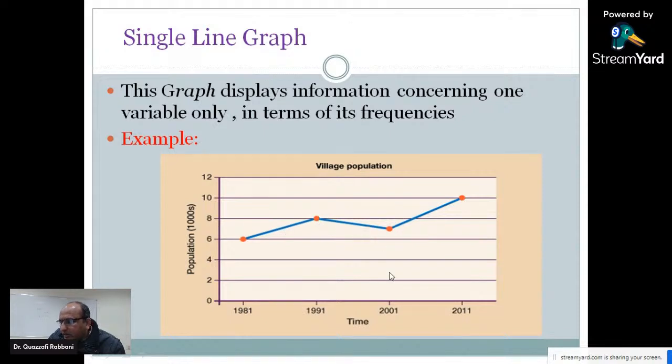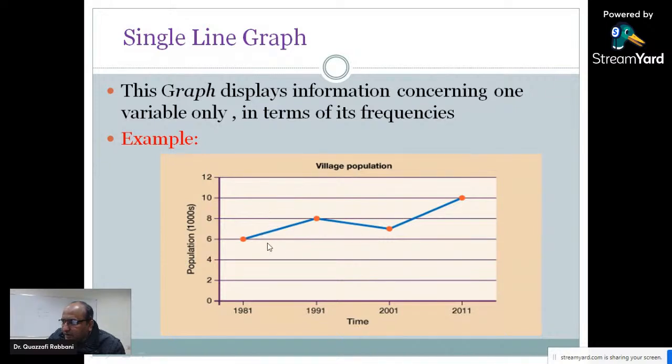So this point, and in 2001, this point and the corresponding point. Now we connect these points by a line. So this is known as a line graph.